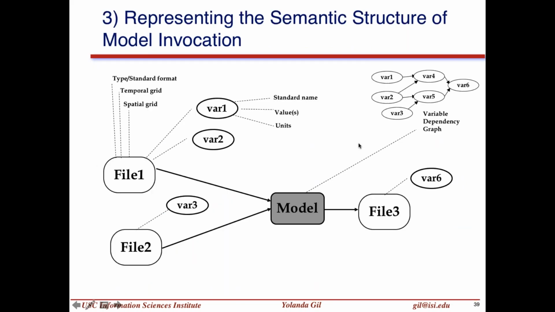The third aspect is to represent the semantic structure of the model invocation. So we want to be able to capture for each of the input files or output files, what are the variables that are captured in that file. If it's a time series, we want to capture that in its type or format, the temporal or spatial grid and the characteristics of that grid. We want to also characterize the variable in terms of the standard name, the values, the units, and other relevant semantic aspects. And then the model should have a link to this variable dependency graph as well. So this is to really represent the structure of the invocation.